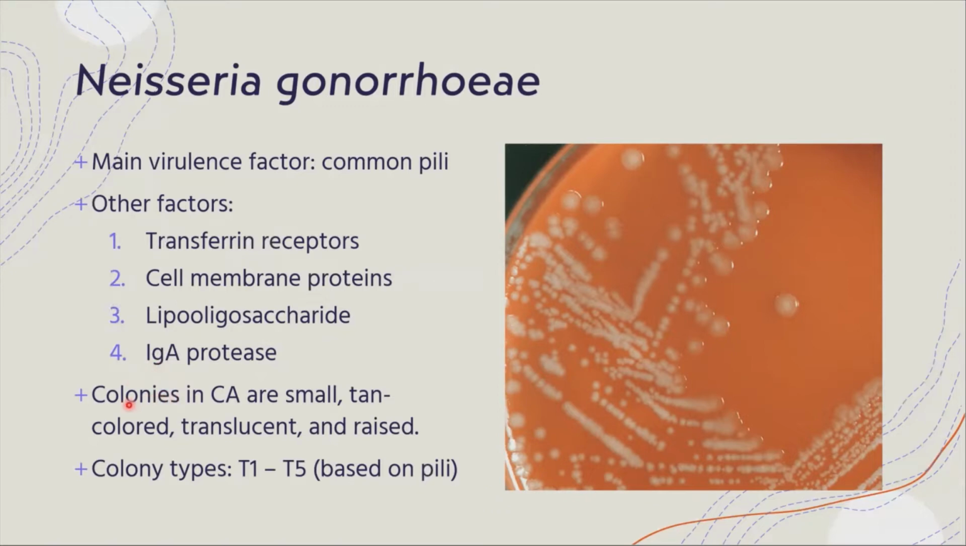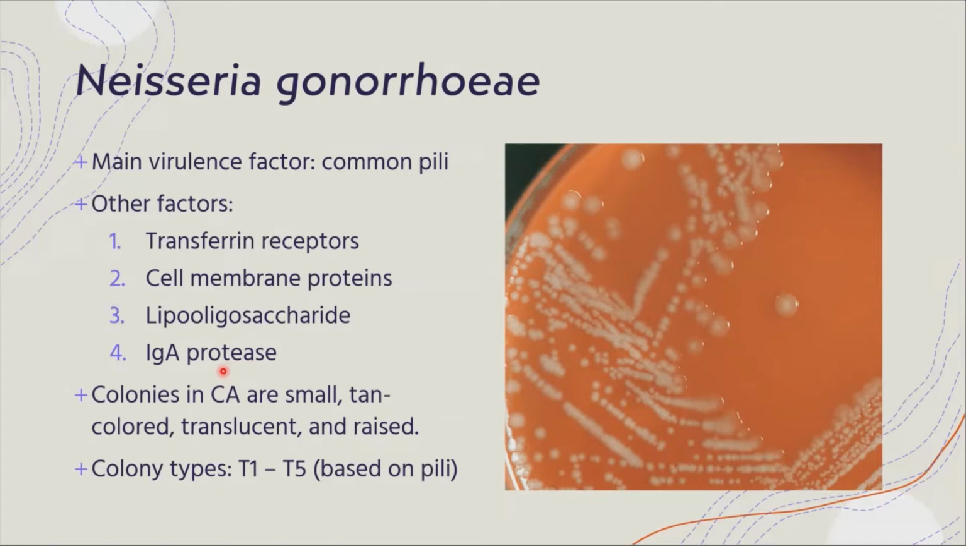Colonies of Neisseria gonorrhoeae on chocolate agar are small, tan-colored, translucent and raised. And yung ating mga colonies ng Neisseria gonorrhoeae, we have different types, from types 1 to 5, and these are based on the presence of pili. Kasi hindi naman lahat ng Neisseria gonorrhoeae strains ay may pili.